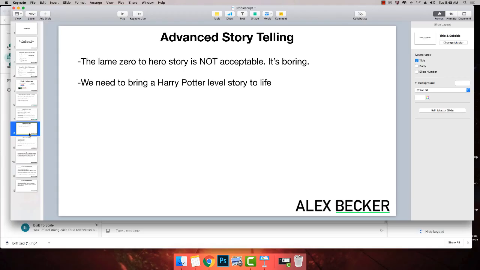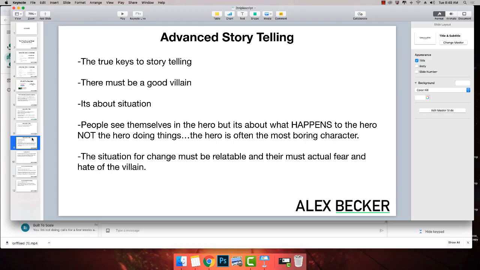We need to bring a Harry Potter level of story to life. And I'm going to give you the elements of a good story. The true key to a good story is there must be a good villain. Think about the best movies. They all have great villains.